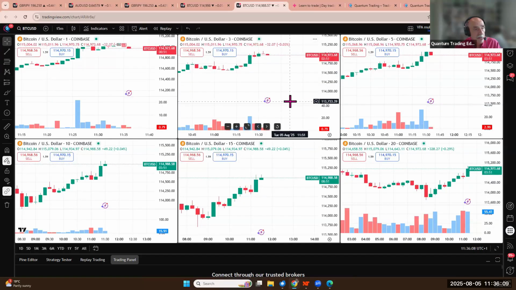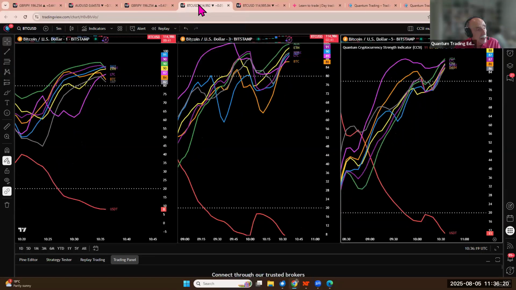So there we are. I'm going to stop it there because we've been going for a little while now. Really just to highlight the importance of using the indicators like the cryptocurrency strength indicator, like the currency strength indicator. They are there to guide you. They are there to help you. They are there to give you information about where to go and hunt out the opportunities that are available.